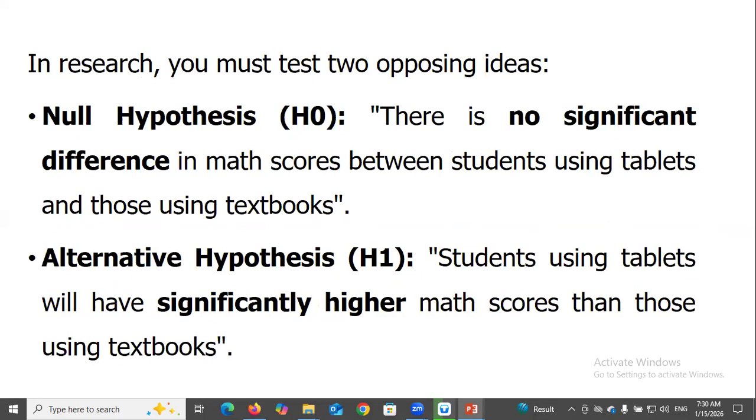In research, you must test two opposing ideas. Null hypothesis: there is no significant difference in the math scores between the students using tablets and those using textbooks. Alternative hypothesis: students using tablets will have significantly higher math scores than those using textbooks.